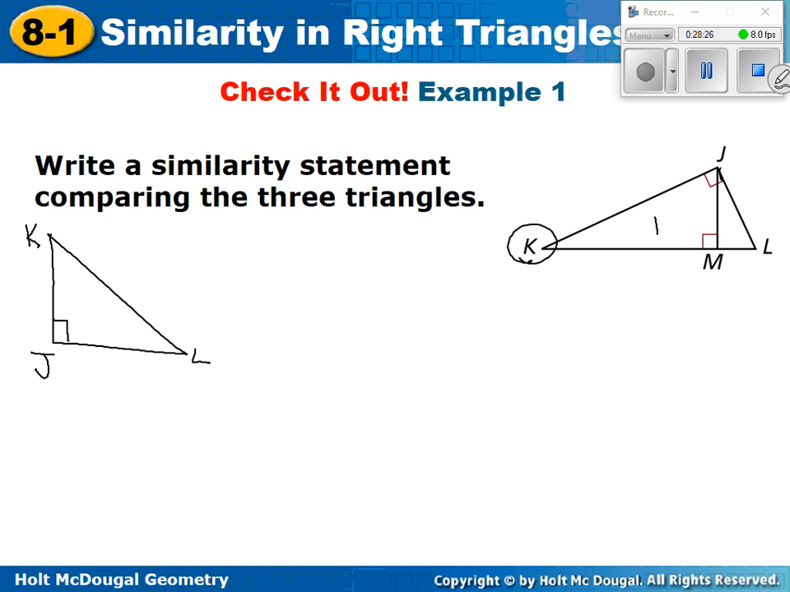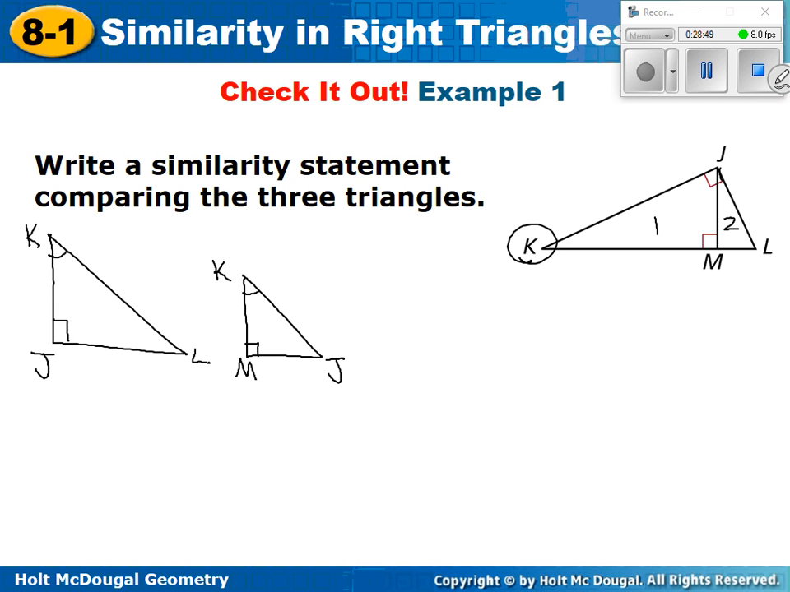K doesn't change. So that means when I draw the next triangle, I have to put K in the same spot. The right angle in the same spot. So what's the right angle in this first triangle? M. So that means this is K, M, J. Then I'm going to draw the triangle on the right.